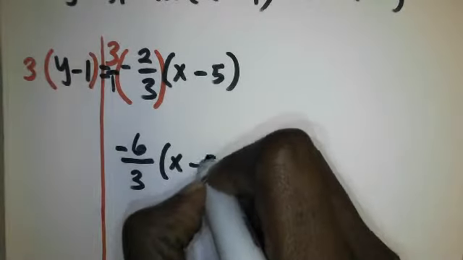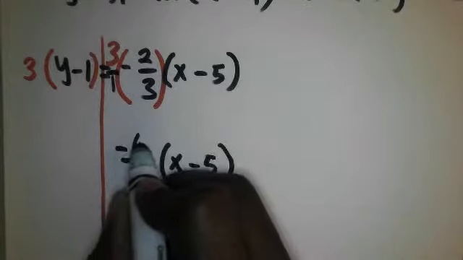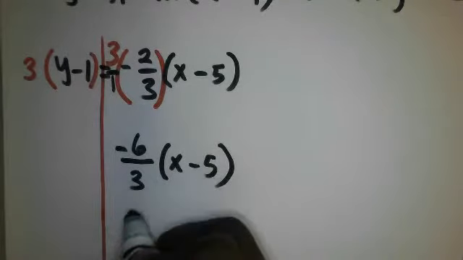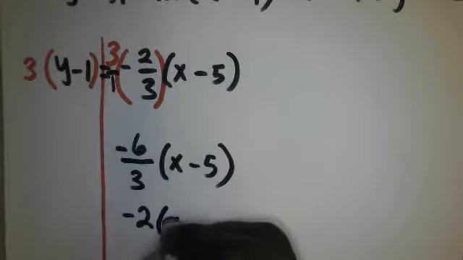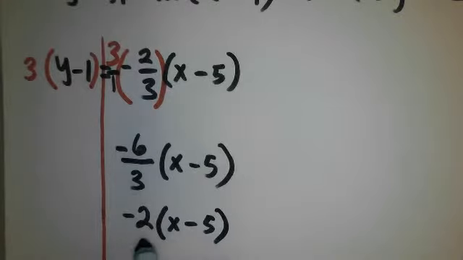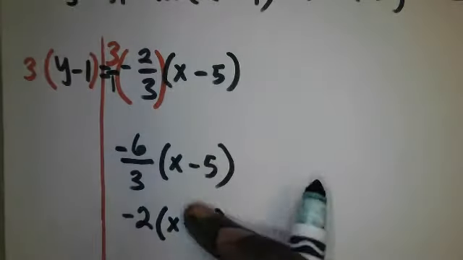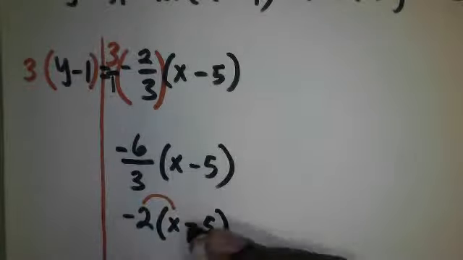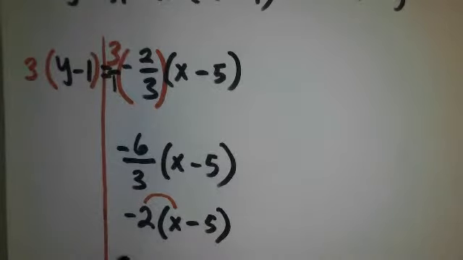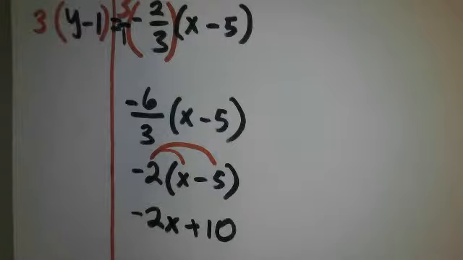We still have this in parentheses, and that's fine. Now negative 6 divided by 3 is the fraction that we have. So negative 6 divided by 3 is negative 2 times x minus 5. Now we're going to go ahead and distribute this. So we're still simplifying this side until we can't simplify it anymore. And we distribute. So negative 2 times x is negative 2x, and negative 2 times negative 5, so because they're both negative, it becomes positive 10. So you guys can see.